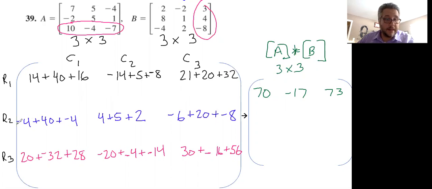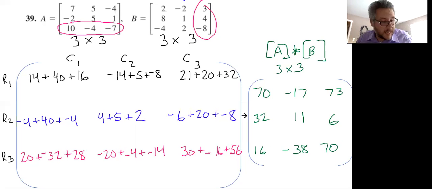Now, row 2, -4 plus 40 plus -4 should be 32. 4 plus 5 plus 2 is 11. -6 plus 20 plus -8 should be 6. And row 3, we've got 20, -32, and 28 is 16. -20 plus -4 plus -14 is -38. And 30 plus a -16 plus 56 is 70. That is correct, ladies and gentlemen.